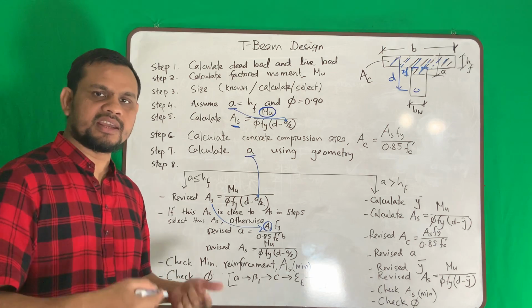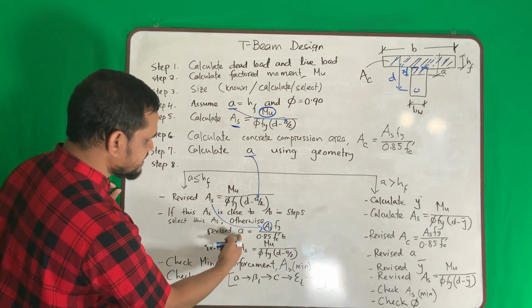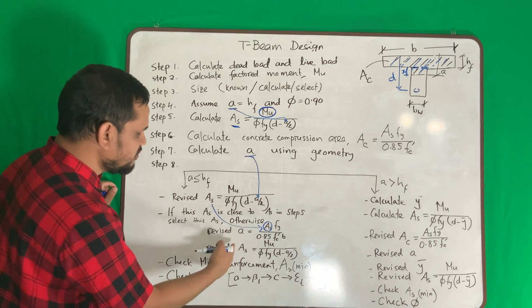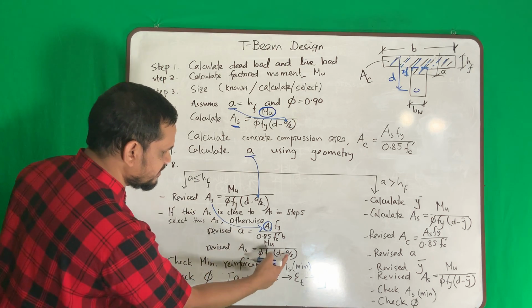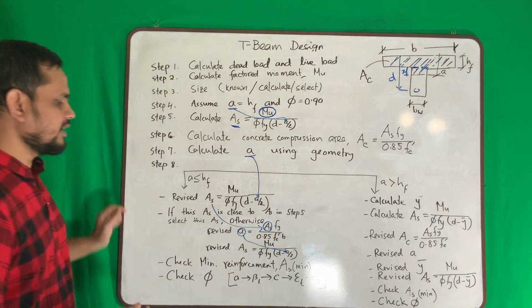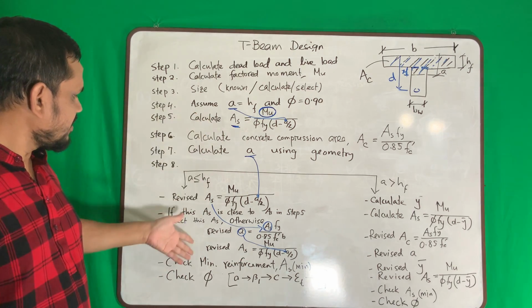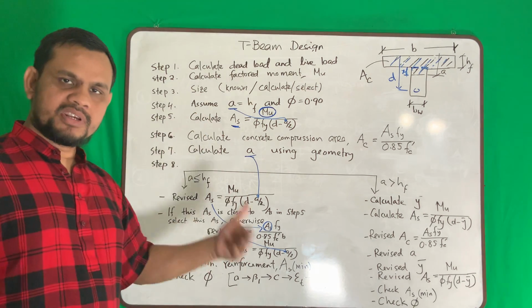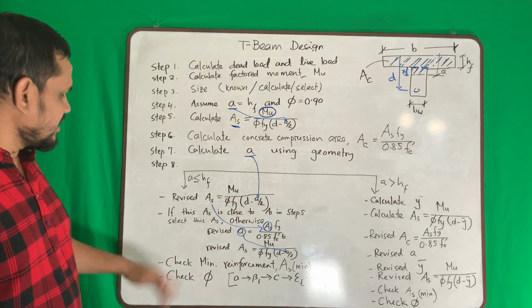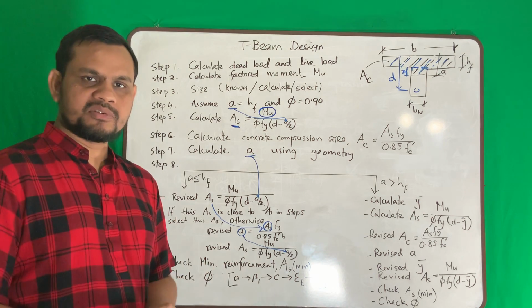Whenever we are getting a revised value, we will use that value. And then we will calculate our revised A. Once we got our revised A, we will calculate our revised A's. Now, this revised one, we will use it here. Then we will get our revised A's. So we did our trial and error. We revised our A's. Then we should check our minimum reinforcement requirement, whatever the ACI code says.